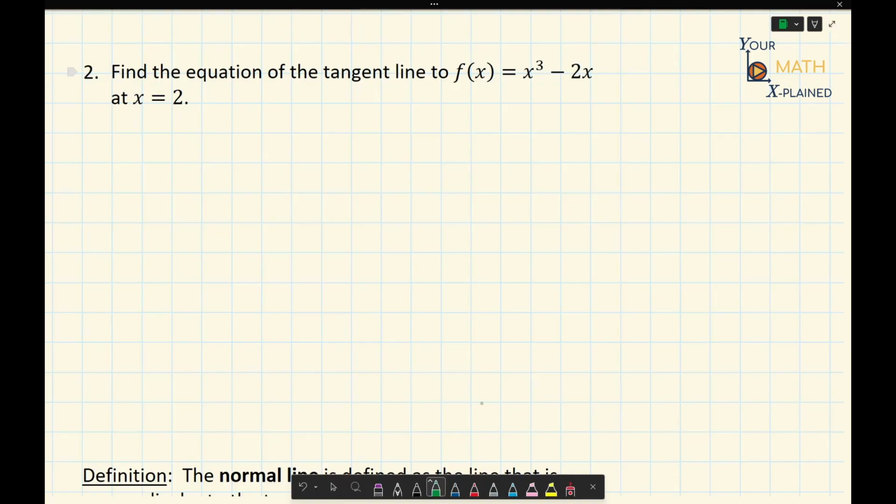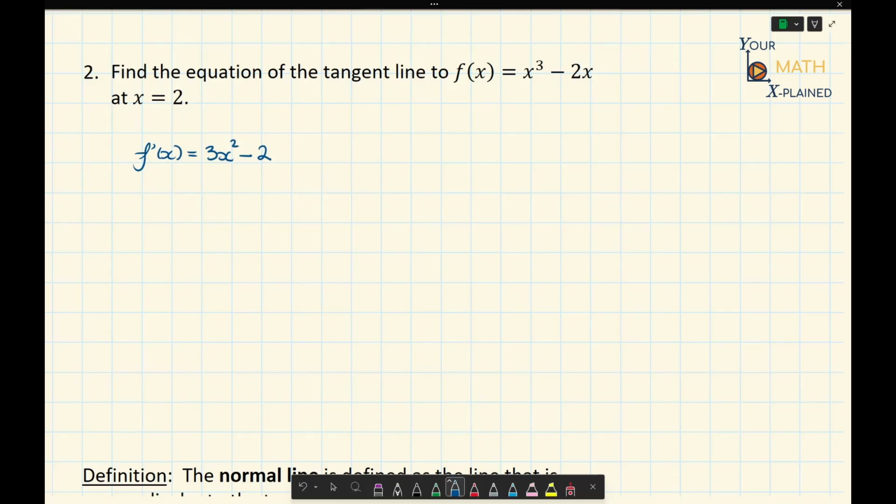So if this question is asking for the equation of the tangent line to this function at x is equal to 2, the first thing we need to find is what is the slope of the tangent line. And f prime of x is going to give us that. So f prime of x is going to be equal to 3 times x to the power of 2 minus 2. Now this gives us the slope of the tangent line at any x value.